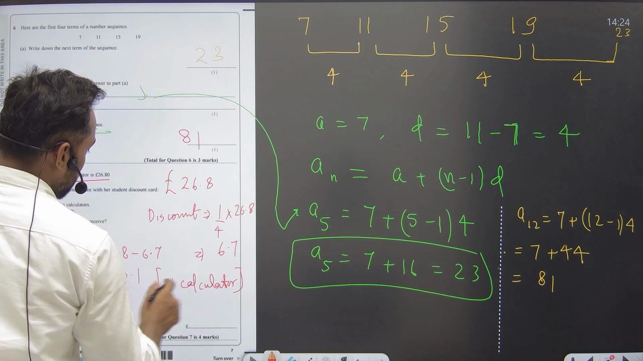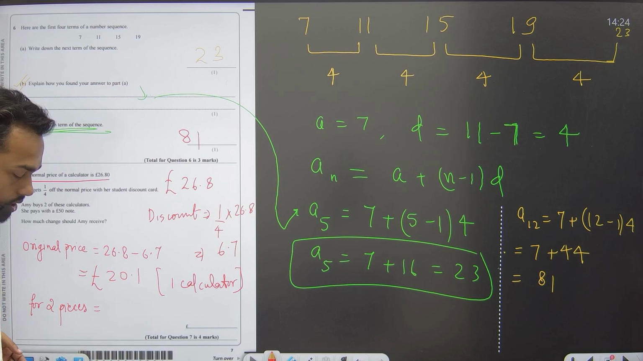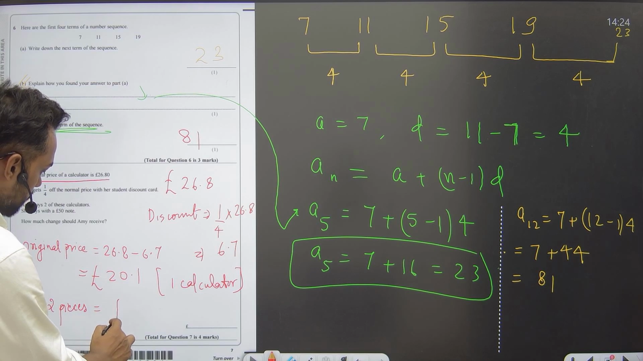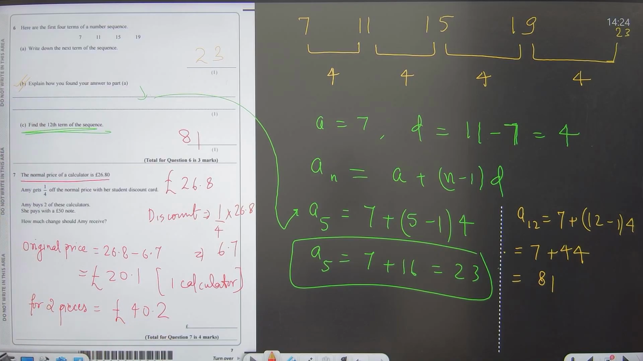How much is she purchasing? She is buying two calculators. For one we have calculated 20.1 pound. For 2 pieces, what will be the value? 20.1 times 2 will be 40.2. Yes, 40.2. The price will be 40.2.